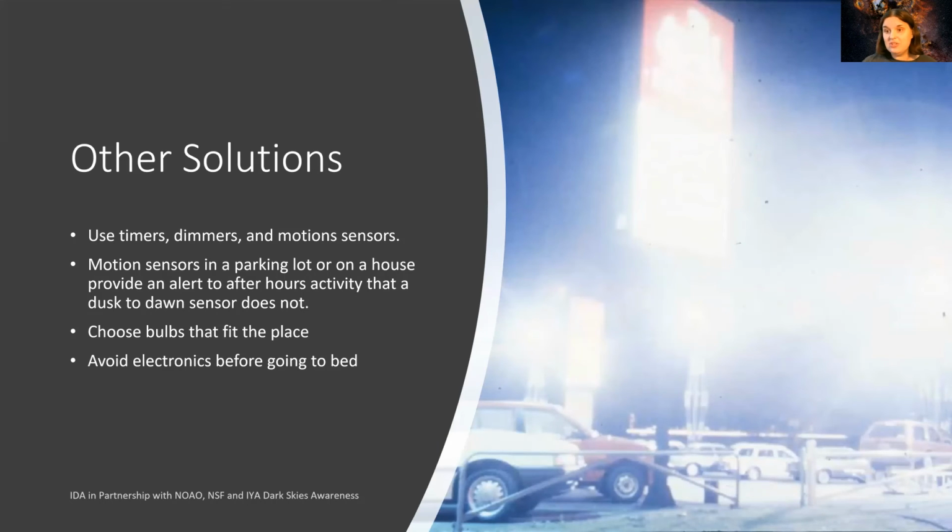So here's some other solutions that you can possibly consider. Use timers or dimmers or even motion sensors. I know several people like to have the motion sensor detectors on their front doors and or on their garages. Make sure that they're not the big, huge, bright bulbs and that they're shielded downward so that way it doesn't shine into your neighbor's front porch or into their bedrooms.